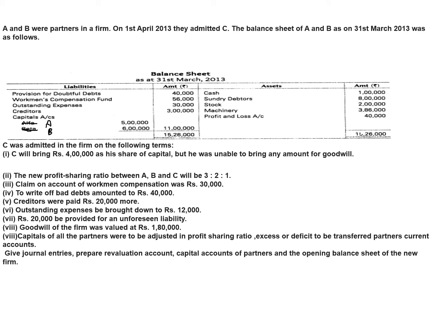Now on the liability side, provision for doubtful debts 40,000. Either the company can show it as a liability as it is here, or it can show on the asset side sundry debtors 8 lakh, less provision for doubtful debts 40,000, in the amount column 7,60,000. Either method can be applied.